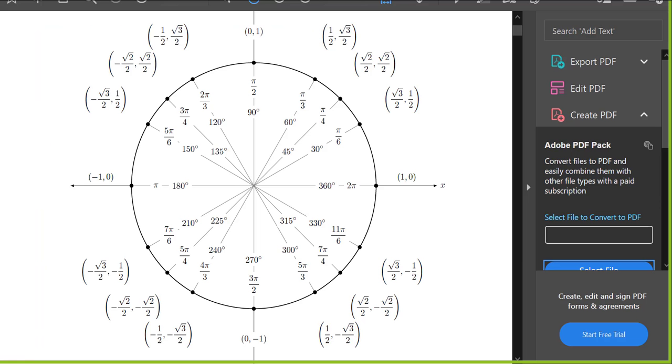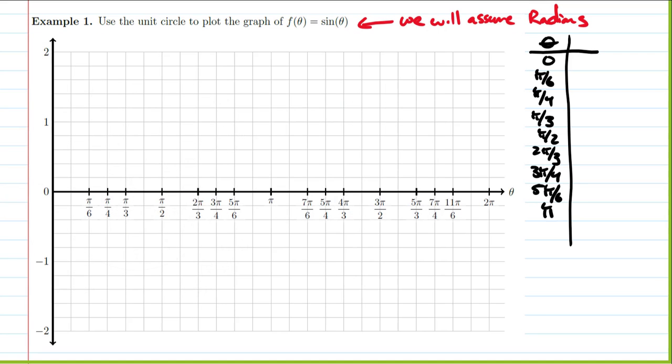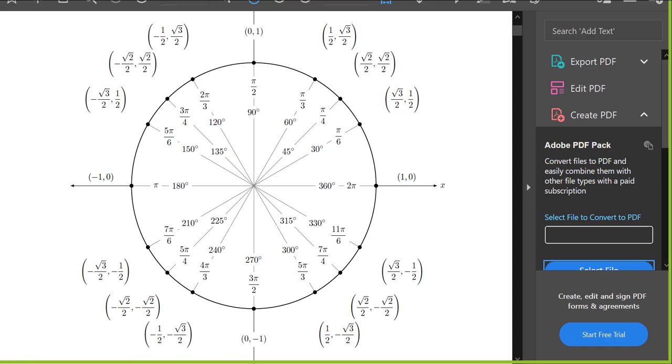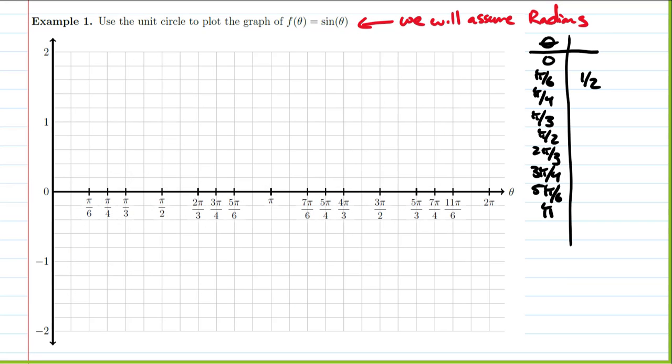So if we grab our unit circle, remember on the unit circle that sine was equal to y. We rotate to our first angle, which is pi over 6, and look at the y-coordinate. The y-coordinate on our unit circle at pi over 6 is 1/2, so the sine of pi over 6 is 1/2. Oh, I missed the first one. At 0, our y-coordinate is 0, so the sine of 0 is 0.